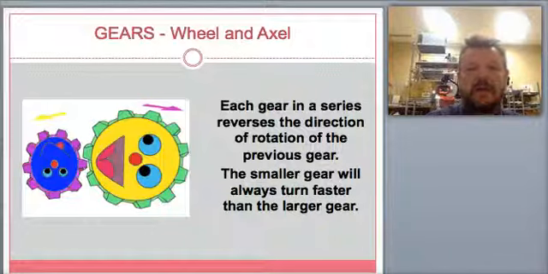Gears are another form of wheel and axle. Each gear series reverses the direction of rotation of the previous gear. The smaller gear will always turn faster than the larger gear.